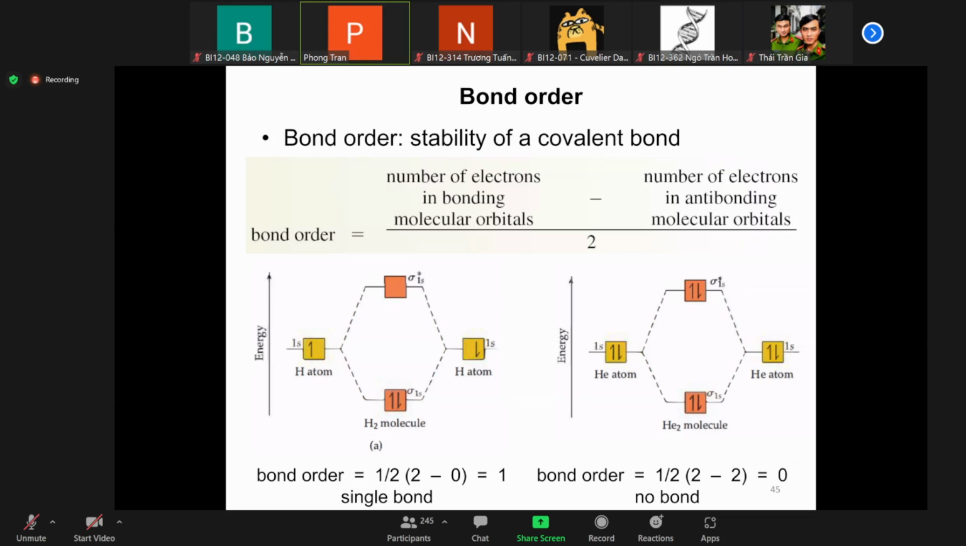For the case of helium, you take 2 electrons in the bonding orbital minus 2 electrons in the anti-bonding orbital, divided by 2, equal to 0. That means the bond order is 0, so there's no bonding, and the bond will not be produced.